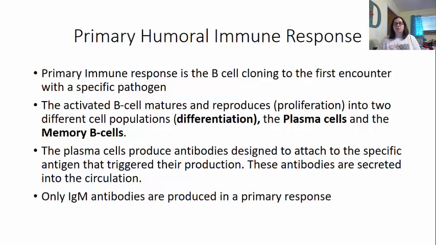So the plasma cells produce the antibodies designed to attack that specific antigen. Okay, and it's going to cause them to be triggered to start producing that. These antibodies are secreted into your circulation and your bloodstream. Only IgM antibodies are produced in the primary response. This will then be followed by the IgGs in the secondary response.